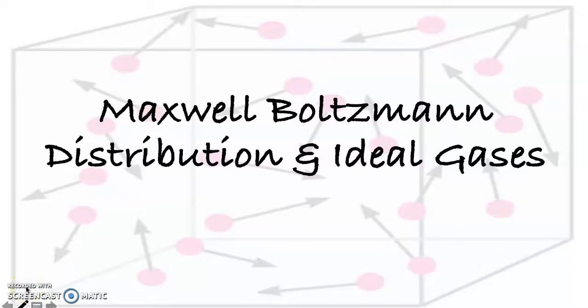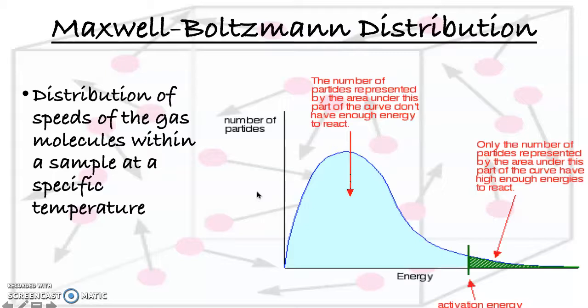All right, in this podcast, we're going to talk about Maxwell-Boltzmann distributions and how they relate to ideal gases and real gases. By definition, a Maxwell-Boltzmann distribution, which I'll commonly just refer to as a Boltzmann distribution, shows us the distribution of the speeds of all the gas molecules within a sample at a specific temperature.